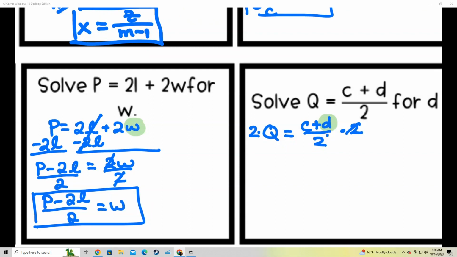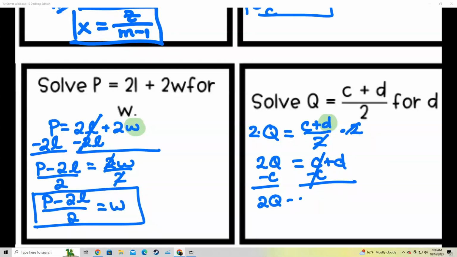These are going to cancel. I'm left with 2q is equal to c plus d. Remember, we're solving for d, and right now I'm adding c. So to get rid of an adding c, I'm going to subtract c from both sides. These are going to cancel. 2q minus c I can't do, so I'm going to write this as 2q minus c is equal to d.